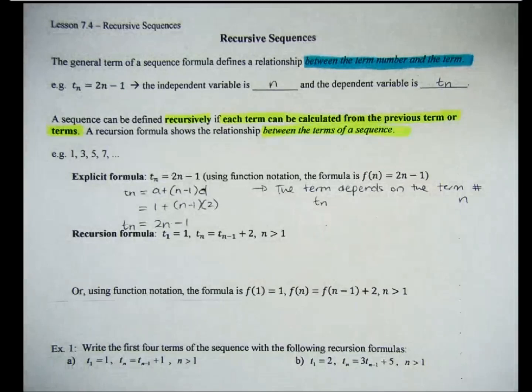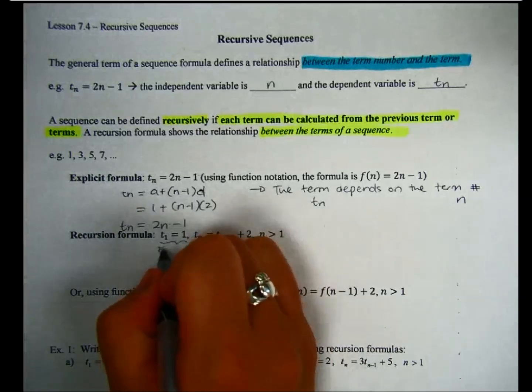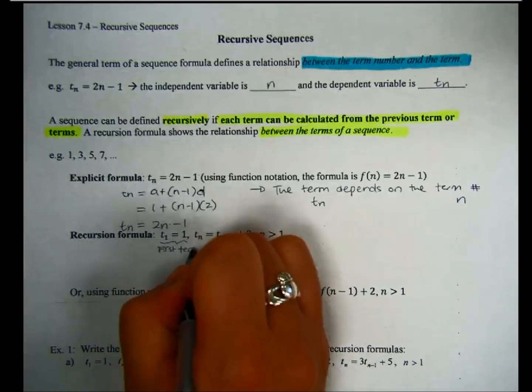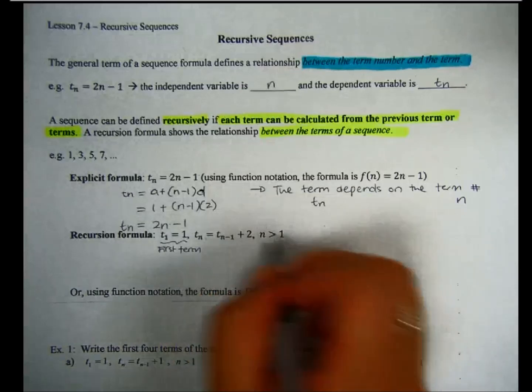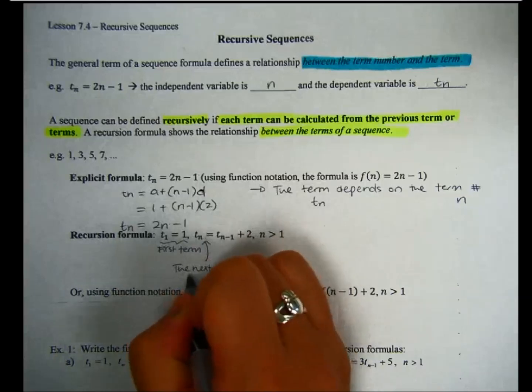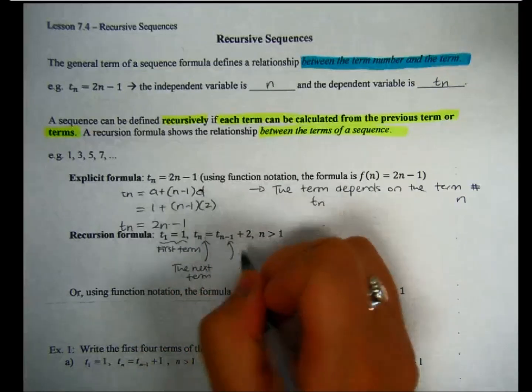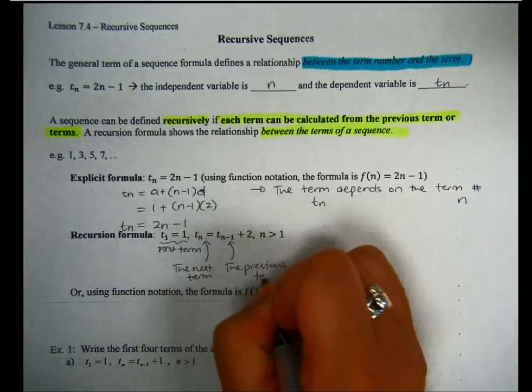The recursion formula for this exact same sequence would be T1 equals 1, so I'm telling you the first term, and Tn equals Tn minus 1 plus 2, n is greater than 1. Tn is the next term. Tn minus 1 would be the previous term.